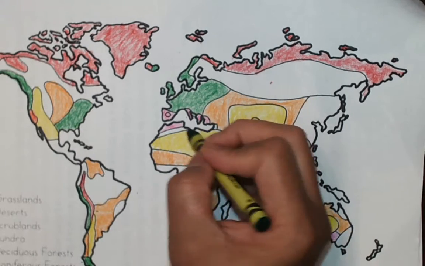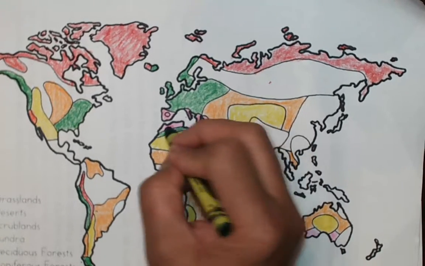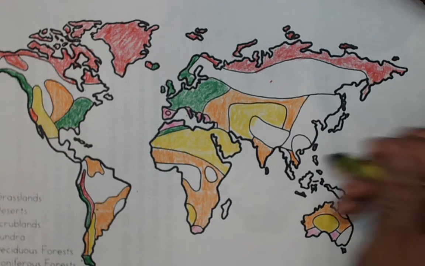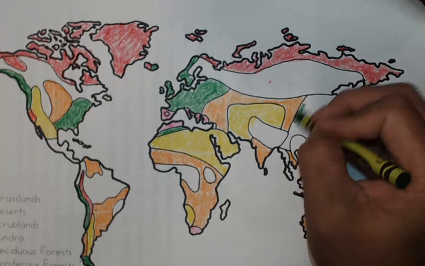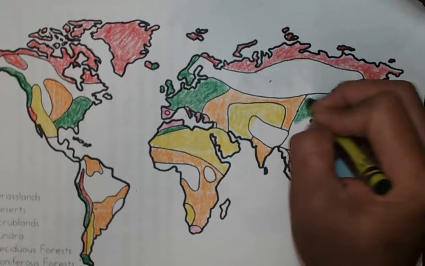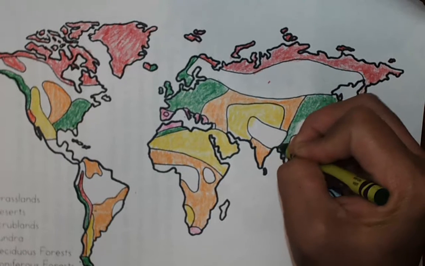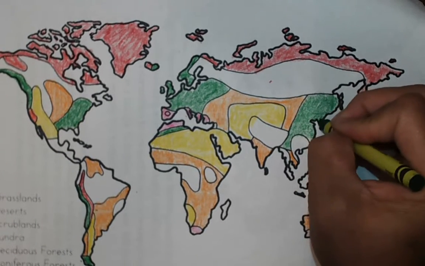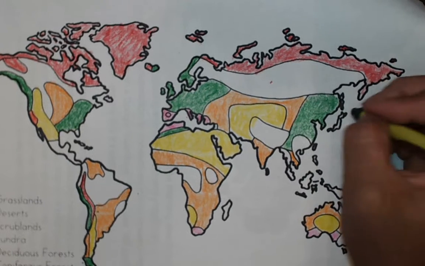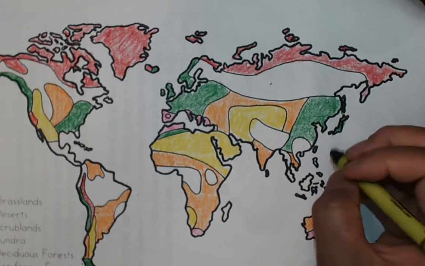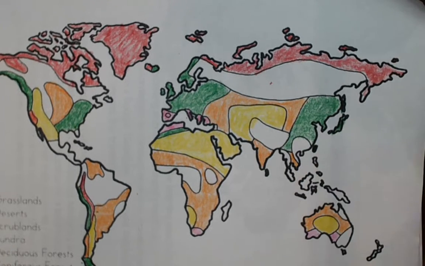In Africa, we have a deciduous forest right here below the Scrubland. And then on the far side of Russia, which is actually Asia, this is where China is located, it's all deciduous forest. We have more deciduous forests right into these islands, and this island over here, which is the Philippines, and this little itty bitty island right here.